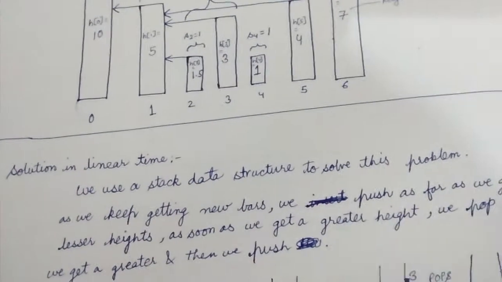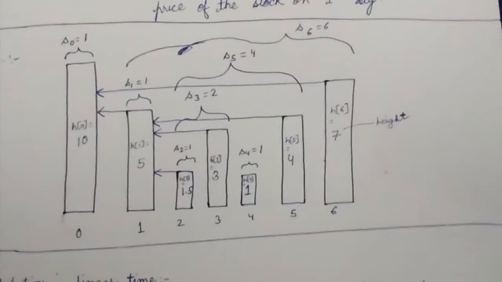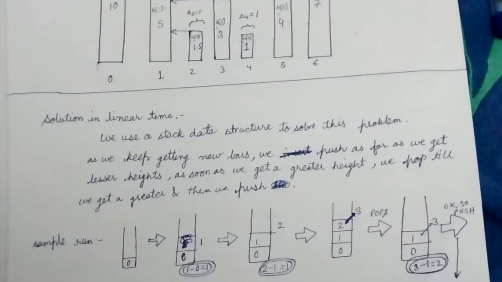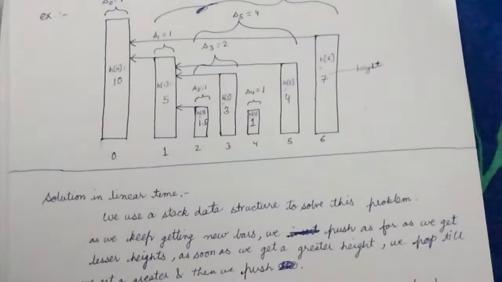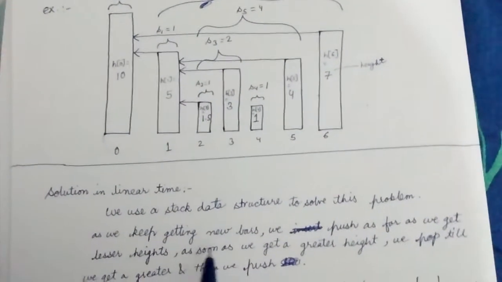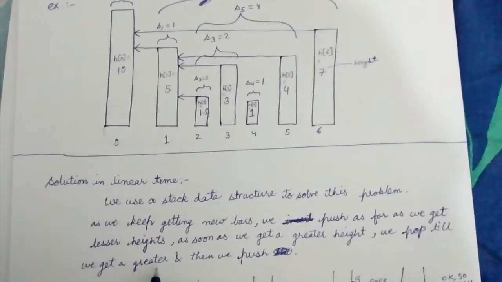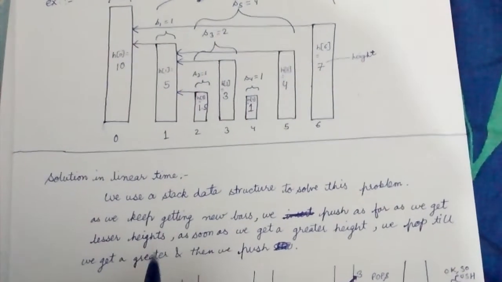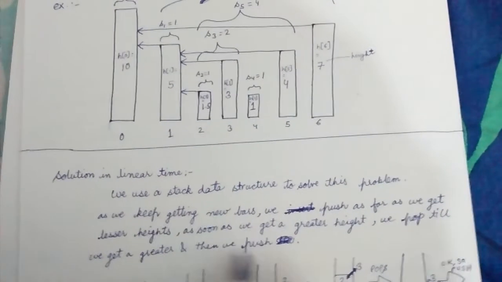To solve this problem, we try to make use of the stack data structure. Now how are we going to use the stack data structure? Let's look at that. As we keep getting new bars, we just push as long as we get lesser heights. As soon as we get a greater height, we pop till we get a greater height, and then we push. So this is correct.